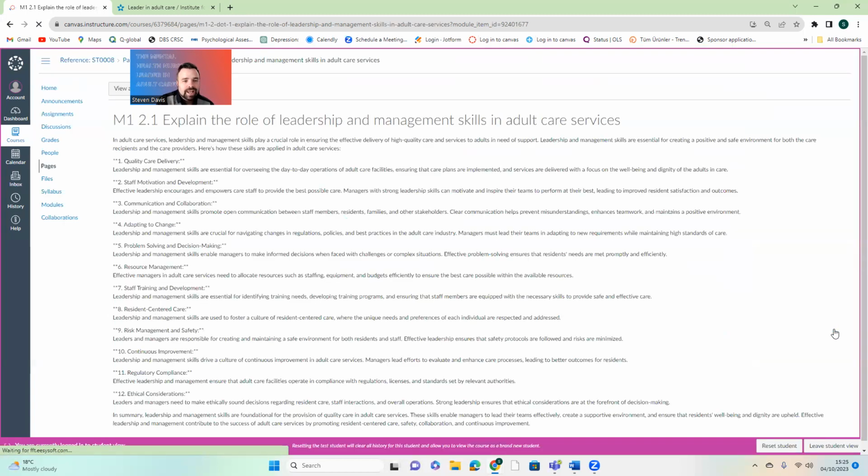Good. So let's carry on then and look at explain the role of leadership and management skills in adult settings. So again, in adult care services, leadership and management skills play a critical role in ensuring effective delivery of high quality care. Leadership and management skills are essential for creating a positive, safe environment. And we know that from CQC, and if we look at the single inspection framework now, we can very much see how it's all going to play a part.